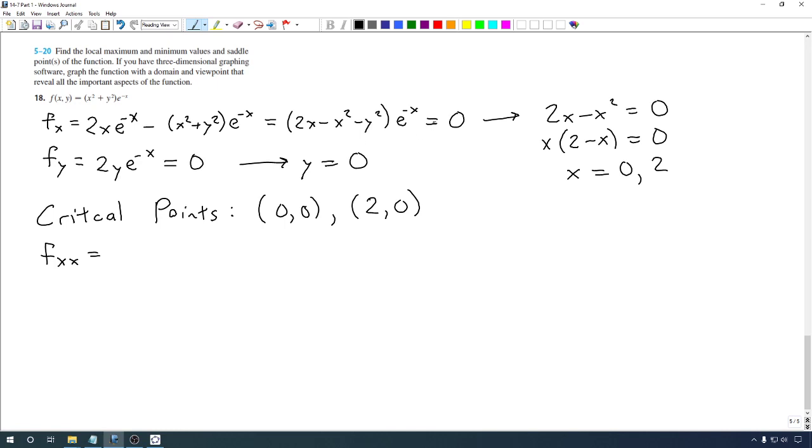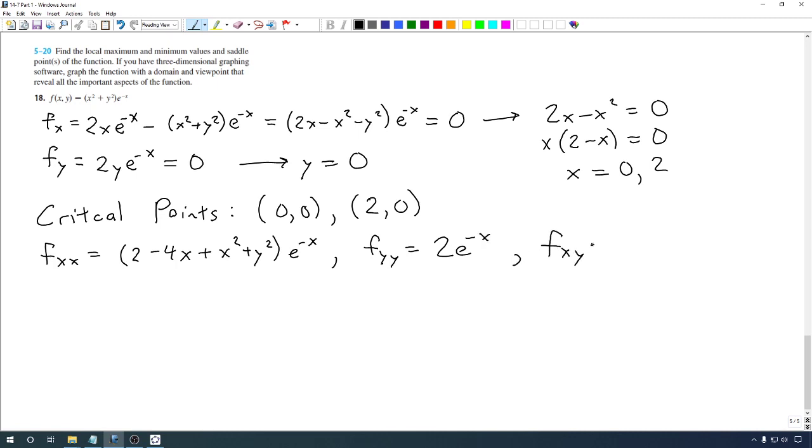Now, for the second derivative of this one, we actually do have to go through the product rule again. I'm going to go ahead and just write out the result. Hopefully you can figure out how to take the product rule and simplify it the way I did. We end up with this polynomial in terms of x's and y's times e to the negative x. F sub yy, that one's actually a lot easier because, again, e to the negative x doesn't have any y's in it. So we just differentiate this. The y goes away. We get 2e to the negative x.